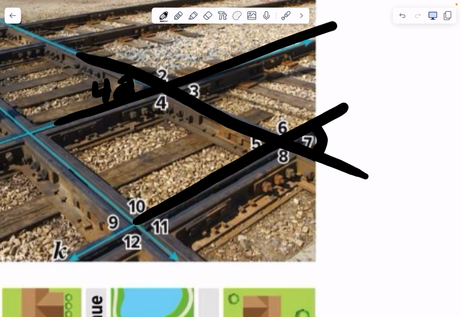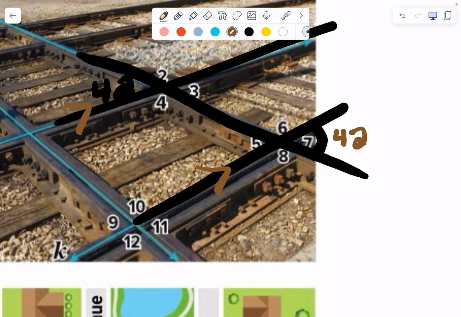7 is 90 degrees? I don't think so. Look at the railroad track. These two are parallel. They just don't maybe look parallel because there's like 42. Is angle 7 going to be 42 degrees? Yes. In real life.